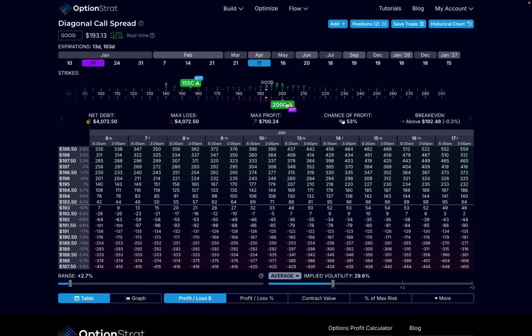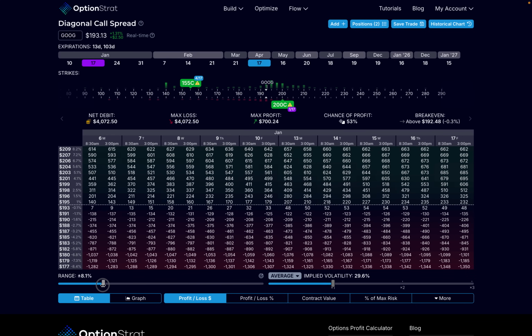And again, the ideal situation, we want Google to slightly go up at expiration of the call we're selling to the strike of the call we sold, and basically want the call we sold to expire worthless. And again, the call we bought to increase in price. So let's actually take a look at this here.